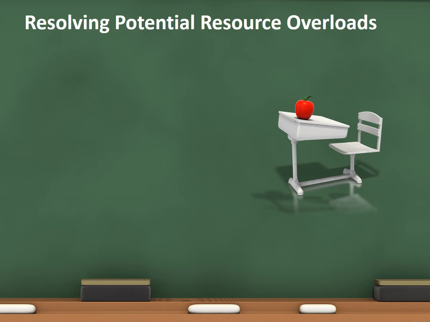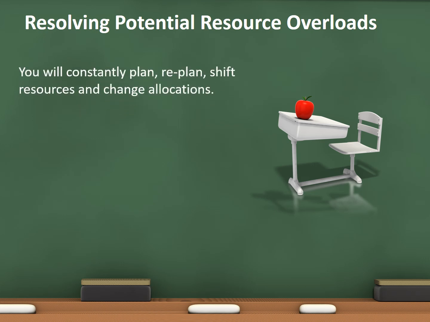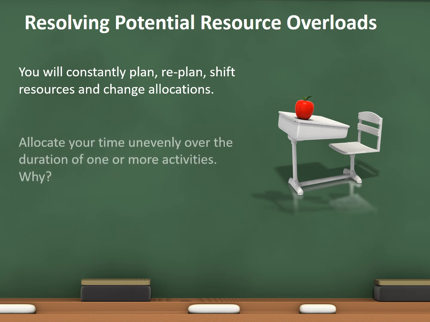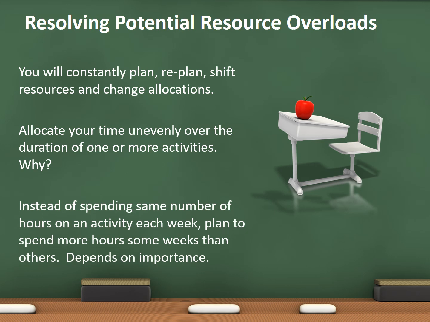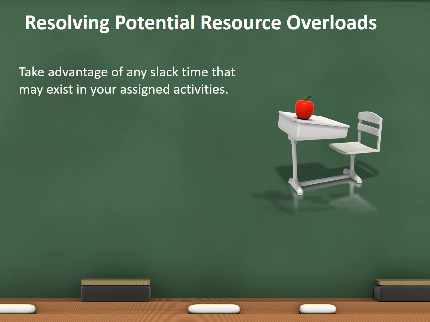Resolving potential resource overloads. You will be constantly planning, replanning, shifting resources, and changing allocations. Unfortunately, that's common in project management. So allocate your time unevenly over the duration of one or more activities. Why? Instead of spending the same number of hours on an activity each week, plan to spend more hours some weeks than others. It depends on the importance of each task. You have to balance it out.